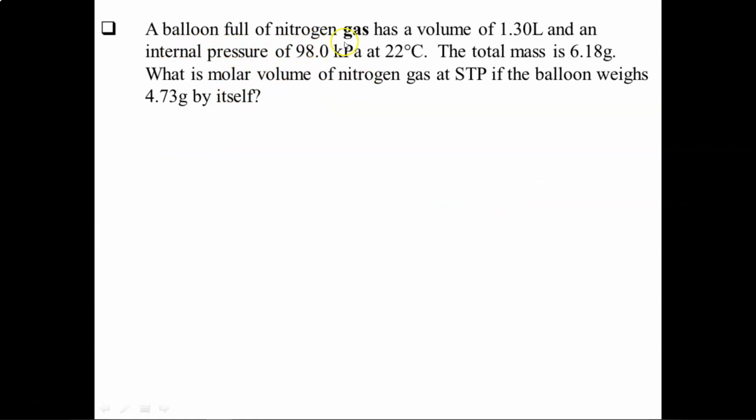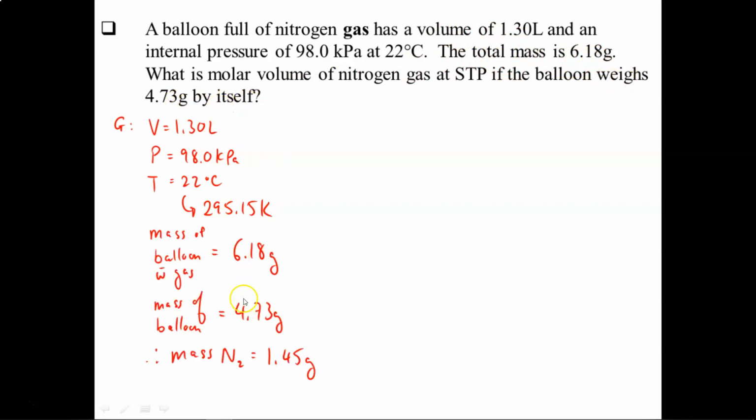A balloon full of nitrogen gas has a volume of 1.30 liters and an internal pressure of 98 kilopascals at 22 degrees Celsius. So I'm going to fill in my information here, and don't forget to convert to kelvins. Now the total mass of the balloon and gas is 6.18 grams, while the balloon mass is 4.73 grams by itself. So if I subtract these two masses, I'm then left with the mass of the nitrogen gas, which is 1.45 grams. The question then asks, what is the molar volume of nitrogen gas at STP?